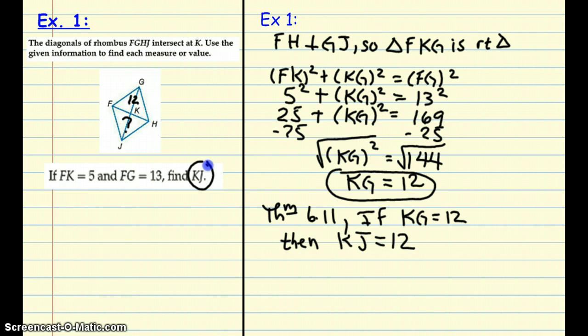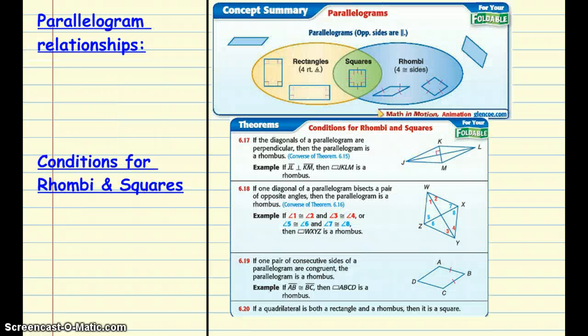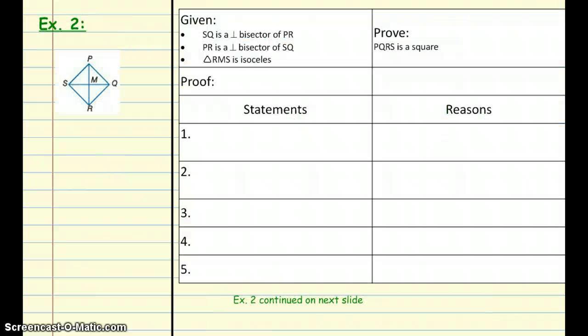All right, looking at example 2. I'm sorry, we've got a couple other things to look at. So in this case, again, I want you to go ahead and hit pause. There's some information on here, some theorems about rhombi and squares, and just some specific information about parallelograms. So hit pause and write this information down as well. Okay, now that you have that information, let's take a look at example 2.